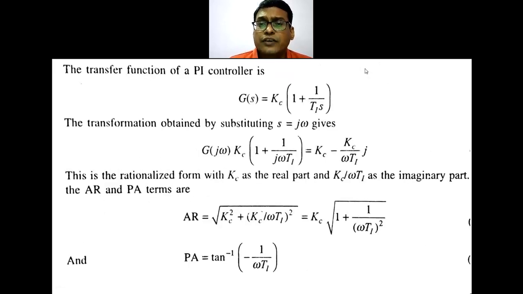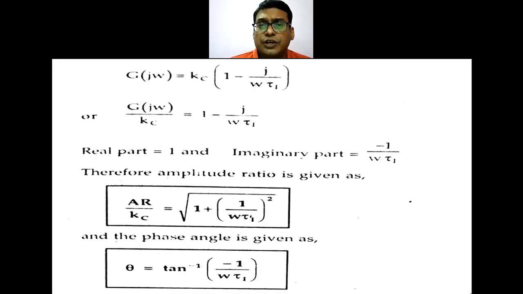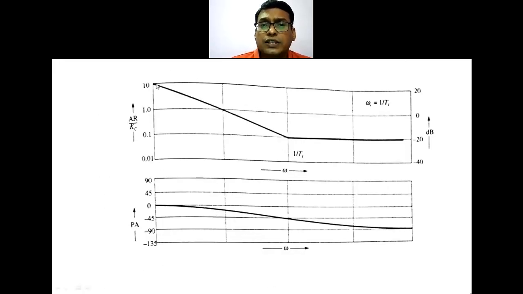So in this derivative action, the slope is plus 1. You can see this, the tau d plot we have already discussed. The slope is plus 1 in this derivative, and the low frequency asymptote is with a value of 1. So similarly, in case of an integral action, in our graph the slope is minus 1, and amplitude ratio upon Kc has a value of 1.